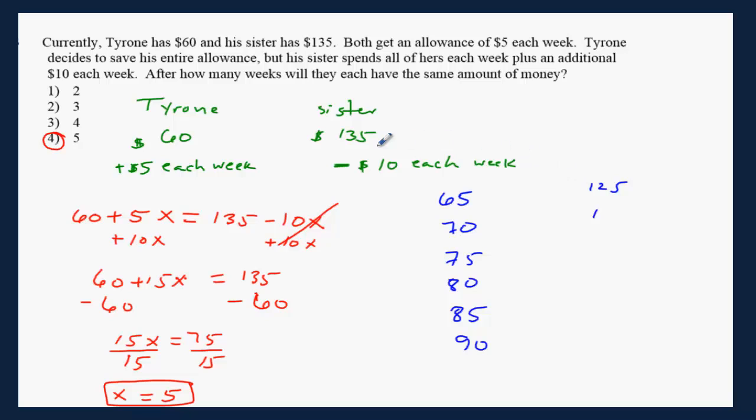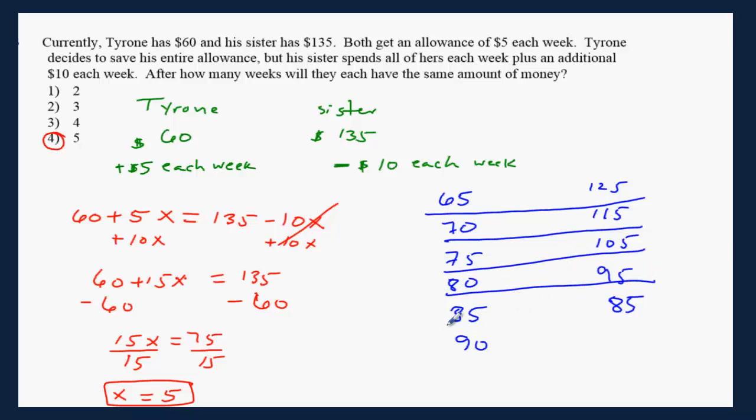So the first week is 125, then 115, 105, 95, 85. So which week is that? That's 1, 2, 3, 4, 5 weeks. Alright, which is going to be the same thing as this. Works well.